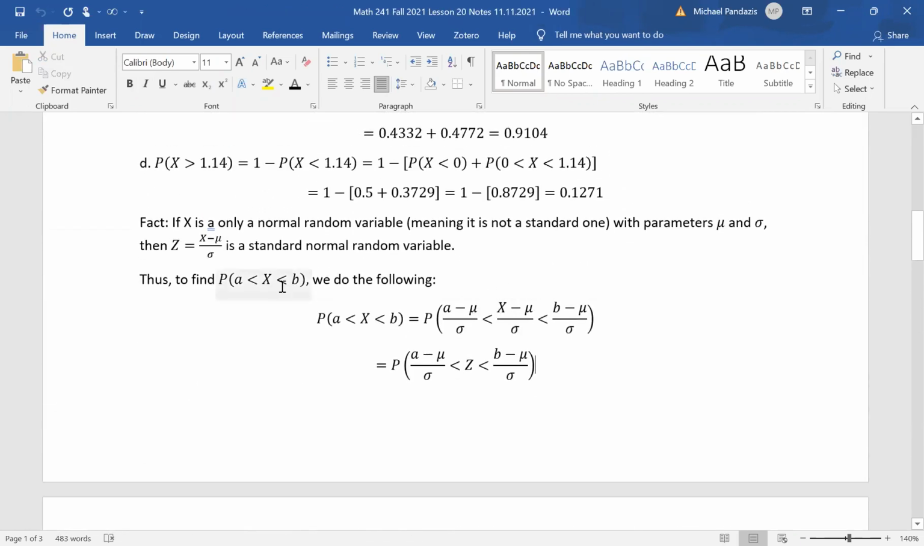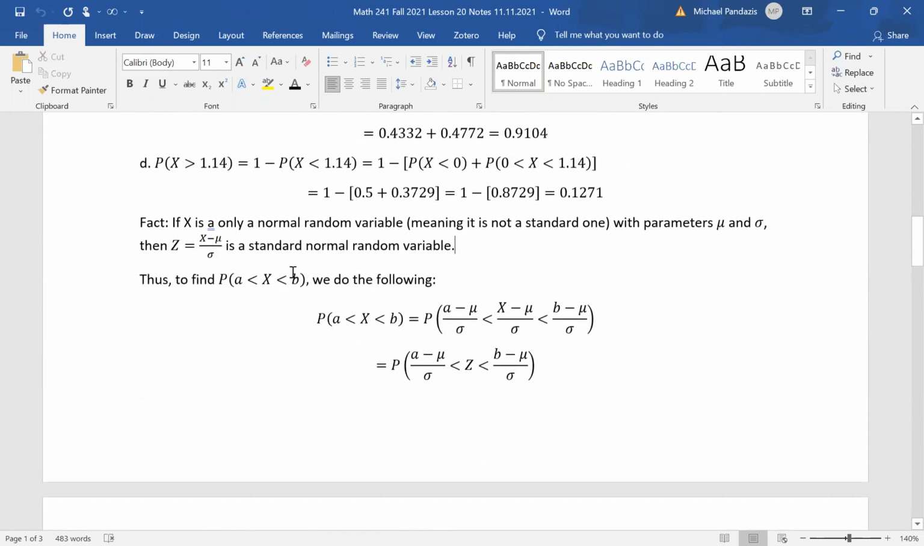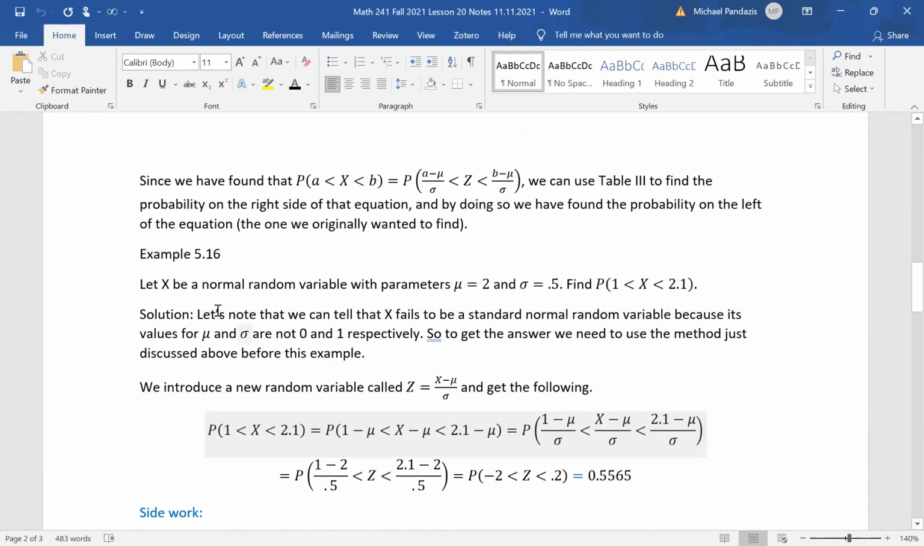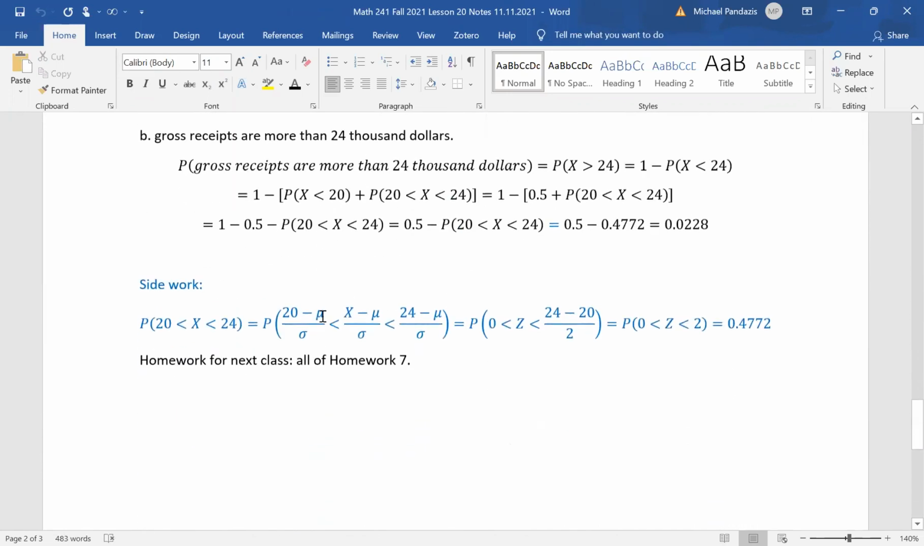Where z is equal to x minus mu over sigma, okay? So when x is a normal random variable, you can define a new random variable z to be equal to x minus mu over sigma, and z becomes a standard normal random variable, right? Mu is the mean of x, and sigma is the standard deviation of x. And so we calculate probabilities using that.